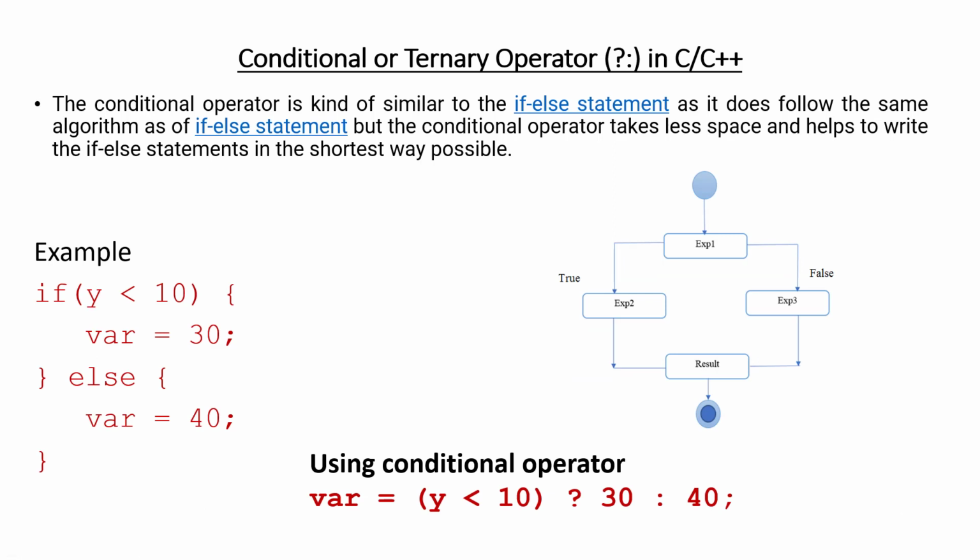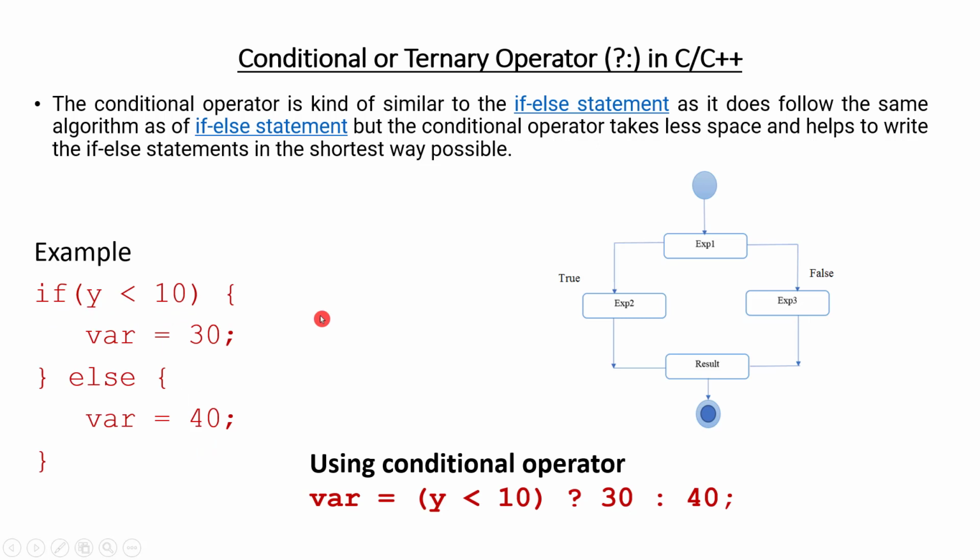We have the conditional or ternary operator in C++. The conditional operator is similar to the if else statement, as it follows the same algorithm, but the conditional operator takes less space and helps to write the if else statement in the shortest way possible. Suppose you want to check whether y is less than 10, var is equal to 30, else the value is 40. So this is your program.